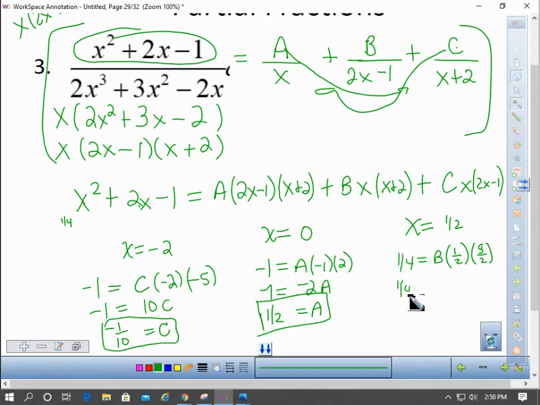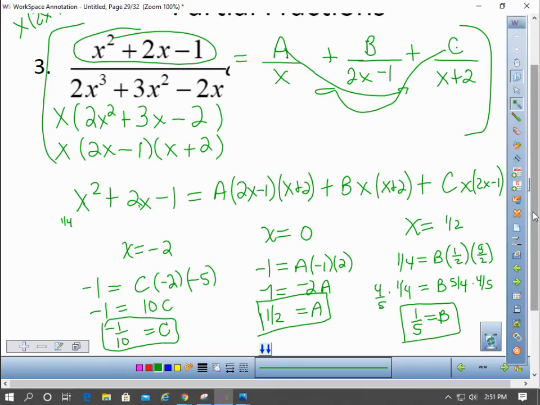All right, so 1/4 is going to equal b times 5/4. And then to get rid of the 5/4, I'm going to multiply by 4/5. So b equals 1/5.